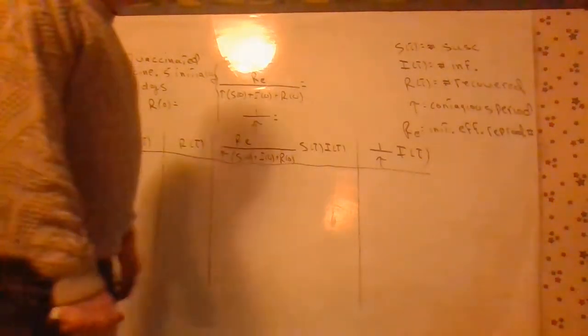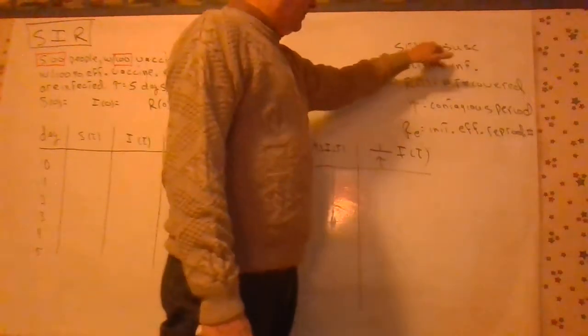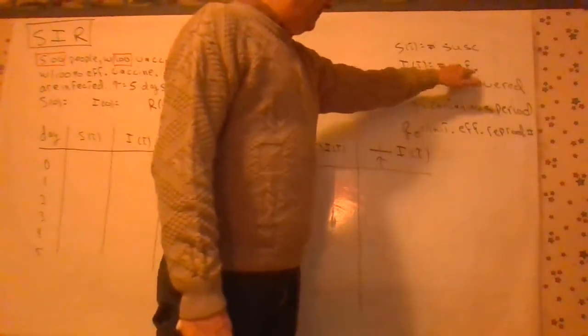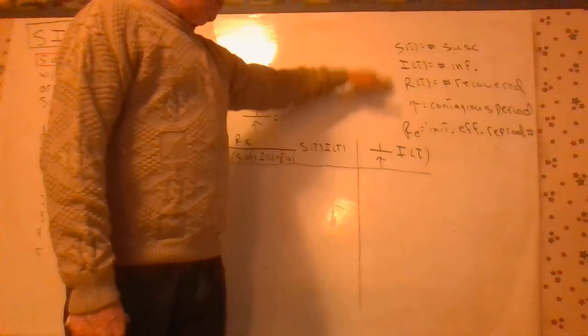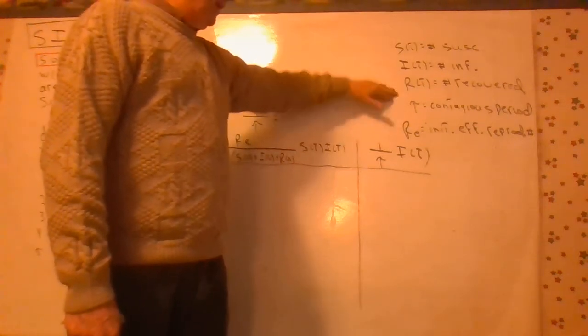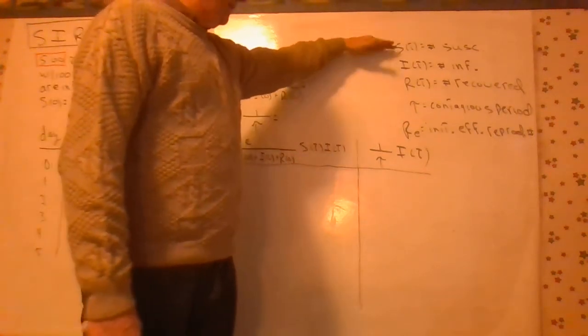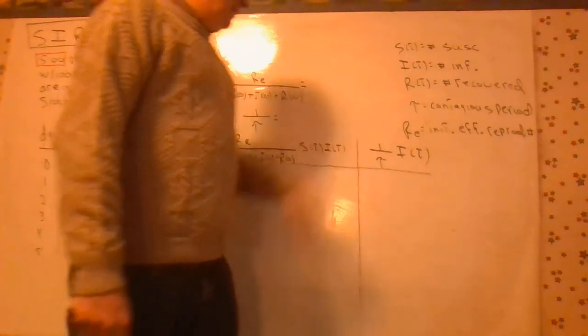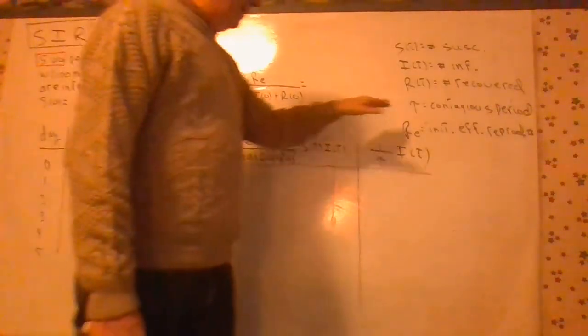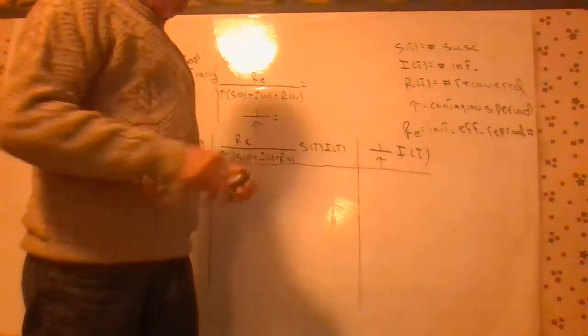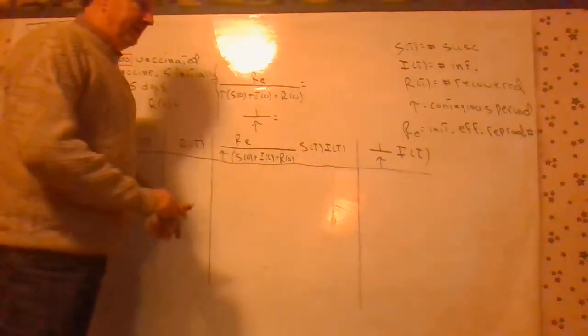So here are some variables. S of t is the number susceptible at time t. I of t is the number infected at time t. R of t is the number recovered at time t. And this should equal the total population. Every person is in one of these categories, and generally they migrate from here to here to here. Tau is the contagious period, 5-7 days. I would guess it depends on the disease. It's going to be the average contagious person. It can vary from person to person, but we have to make some assumptions. We'll just assume an average.